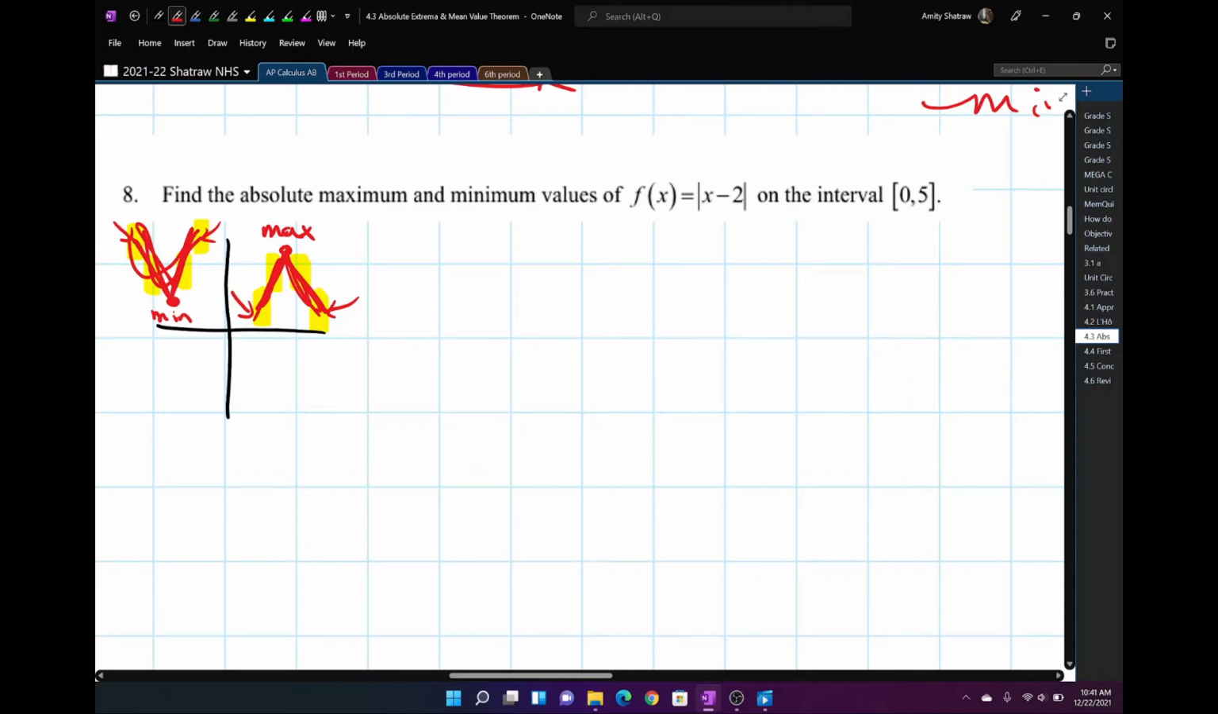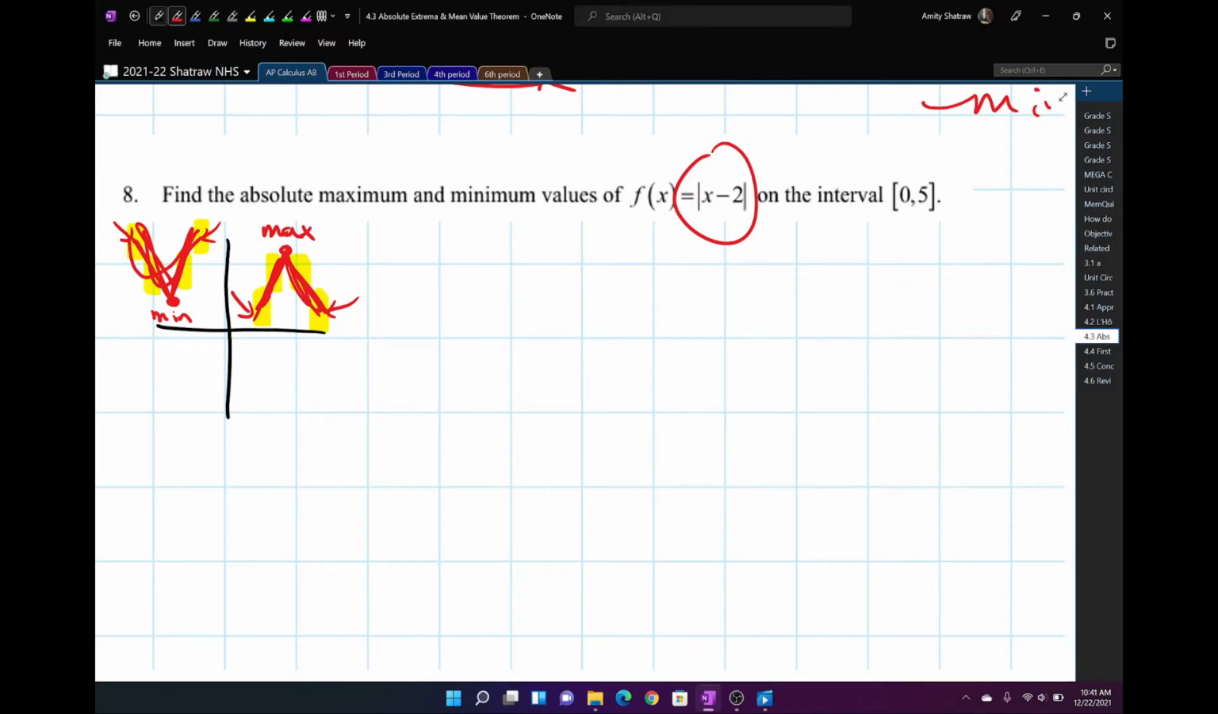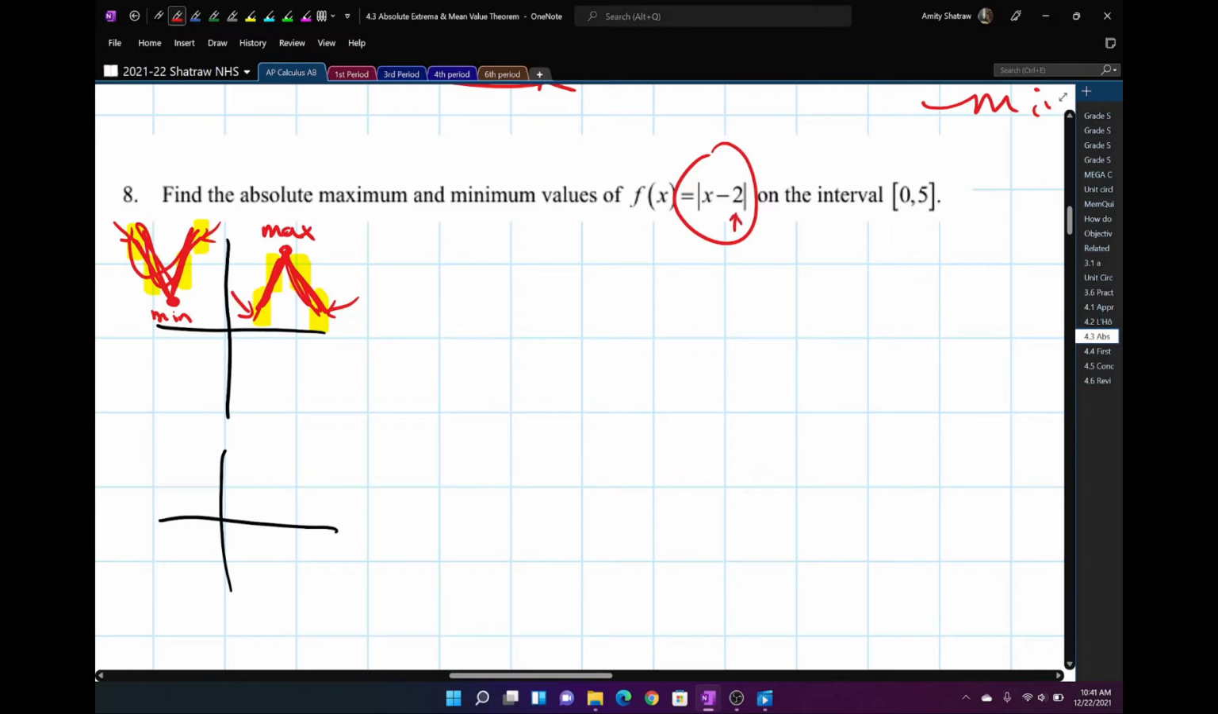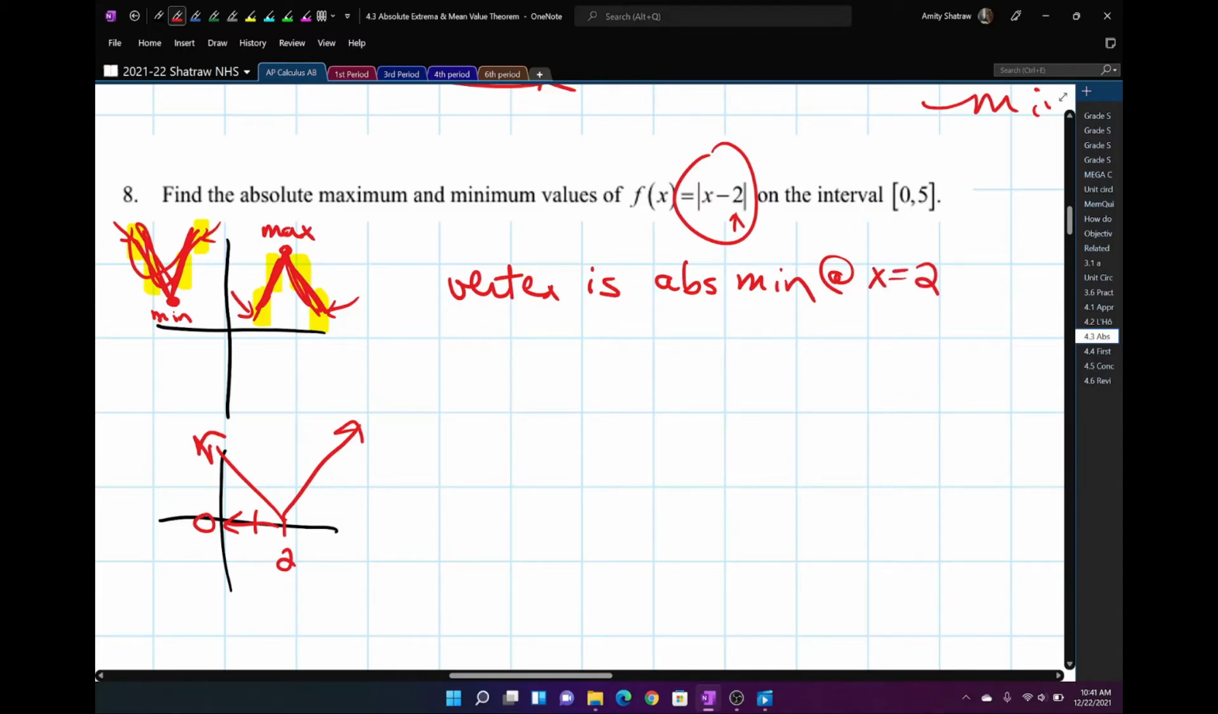So where is the vertex of this particular function? Again, I just happen to have this memorized. I know this is a shift, and it's a shift what, left or right? I believe it's a shift right of 2. And so there is my basic graph. It looks just like that. And so my vertex is going to be the absolute minimum. It's the lowest value I can hit, which would be 0, and it's at x equals 2, and the point where it's located is (2, 0).